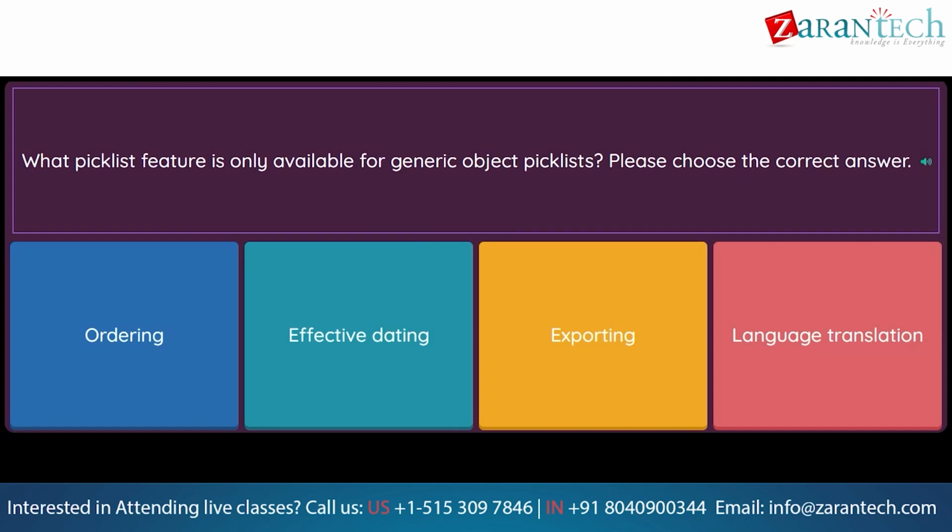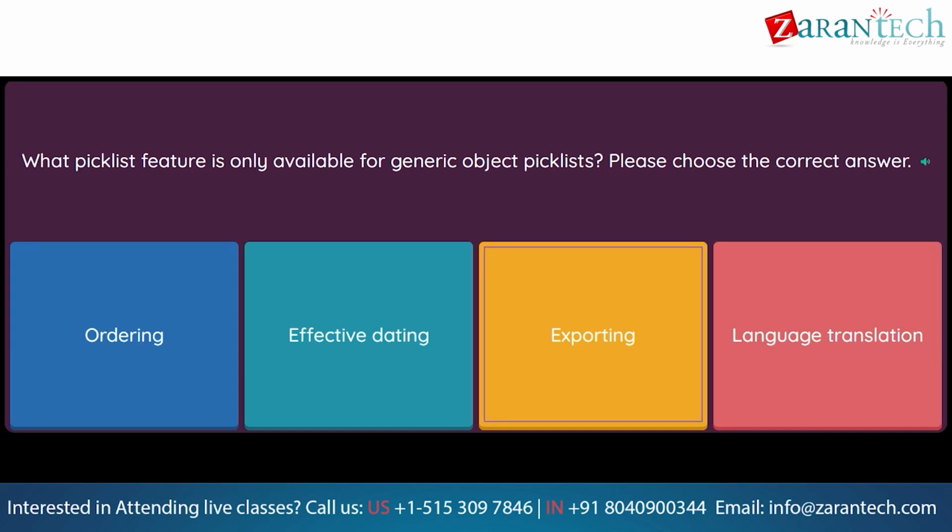Question: What pick list feature is only available for generic object pick lists? Please choose the correct answer. Option 1, ordering. Option 2, effective dating. Option 3, exporting. Option 4, language translation.